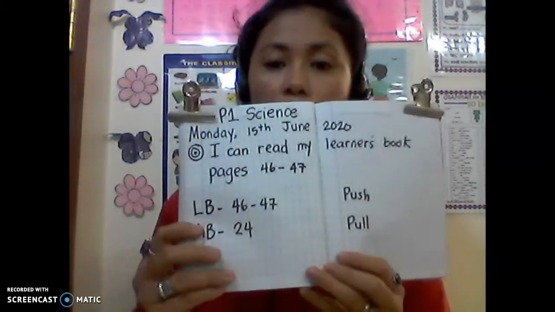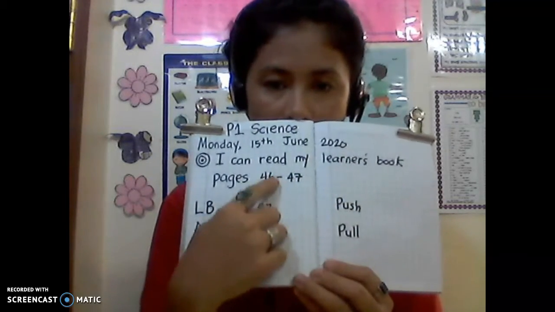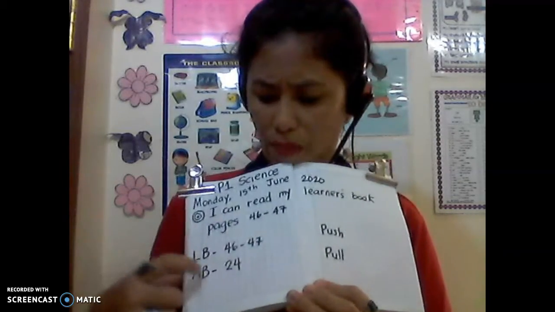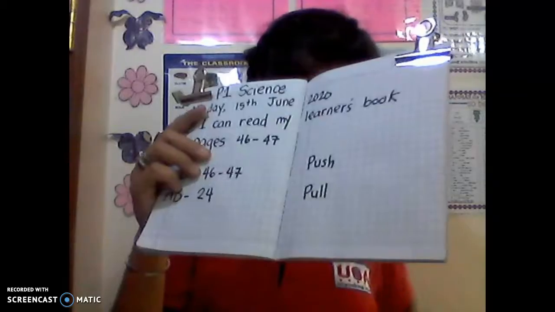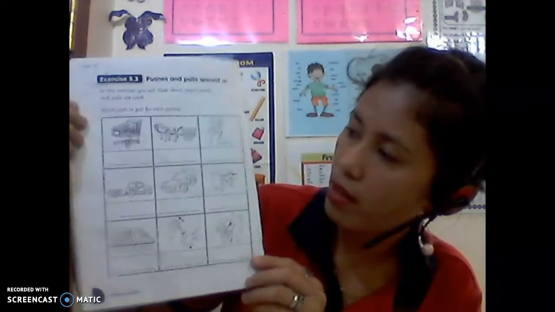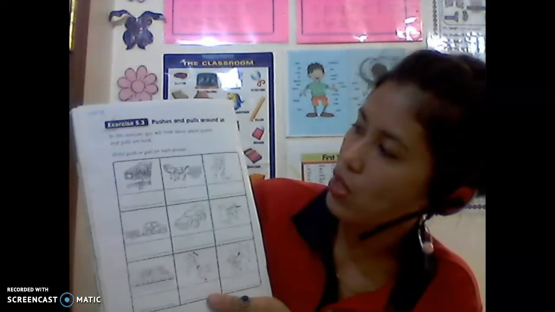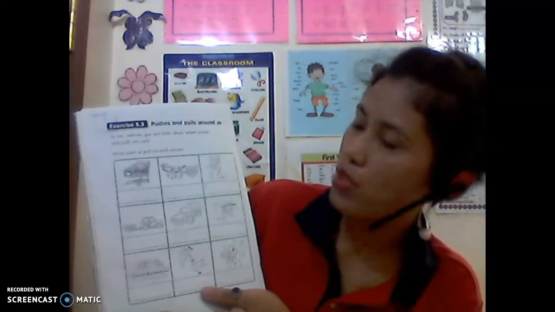Again, our objective today is that we are going to read our learner's book, pages 46 and 47. For your assignment, you are going to answer your activity book, page 24. Teacher will first show you your assignment. Here, there's a trolley. In this exercise, you will think about where pushes and pulls are used.